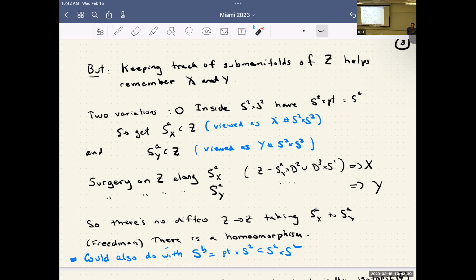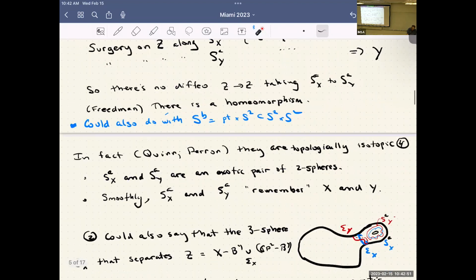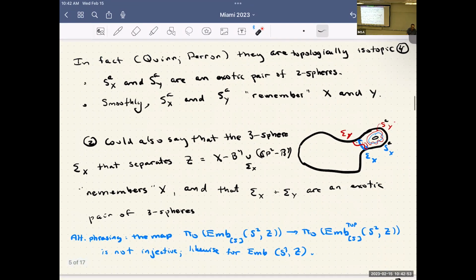Okay, so that's interesting, but maybe not that remarkable. There is, as I say, a homeomorphism. In fact, you get that homeomorphism by an ambient isotopy that just drags the one thing to the other. Or you could do that with the other sphere, the B sphere, as well. So in that sense, the first of those spheres, the one coming from X and the one coming from Y, are an exotic pair of submanifolds, an exotic pair of spheres.